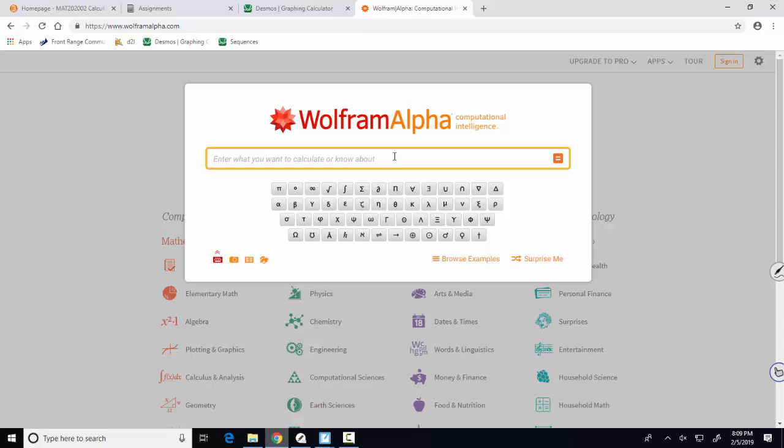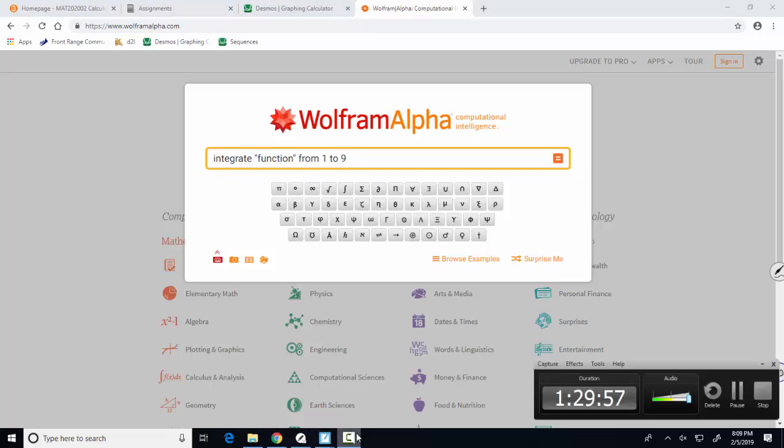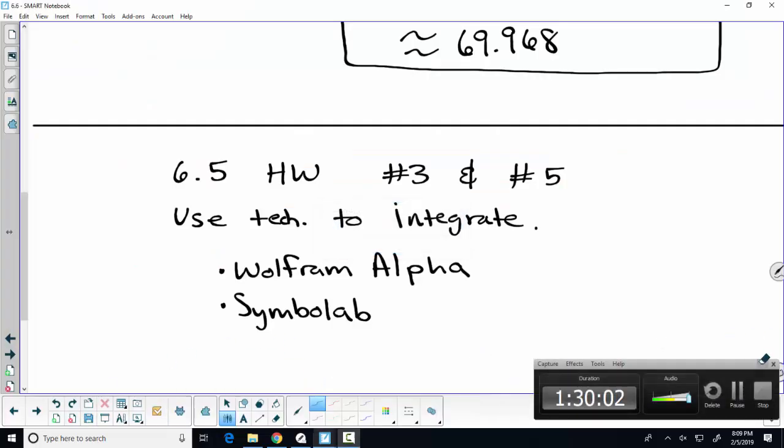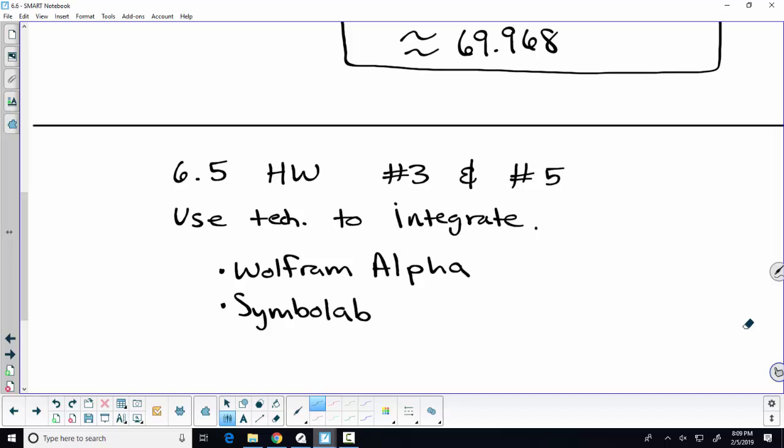So this one you would just type out. So I would just type out integrate, and then my function. So you would actually just type out function here, whatever it happens to be, and then you can say from whatever your bounds are, 1 to 9, and then it'll calculate it for you. So if you have any issues, let me know.